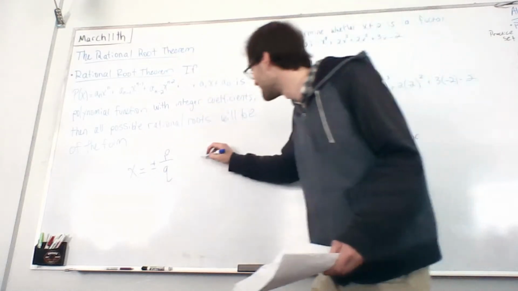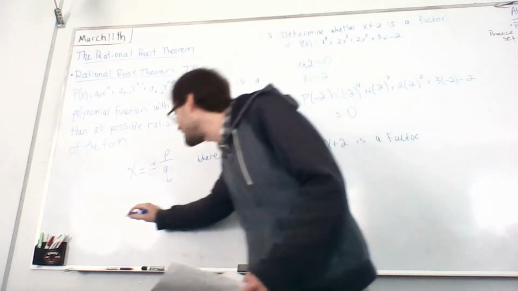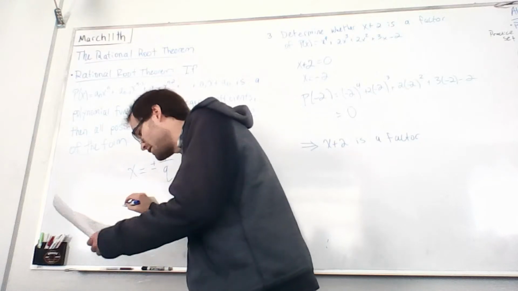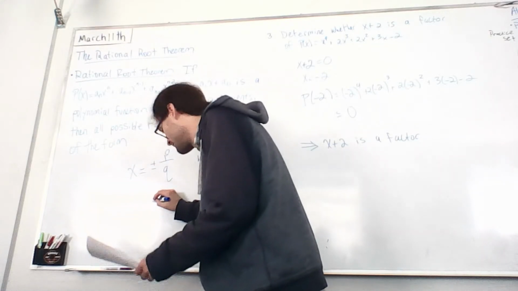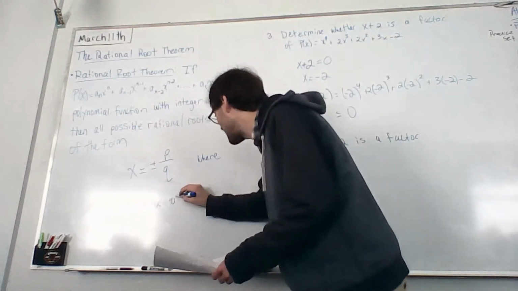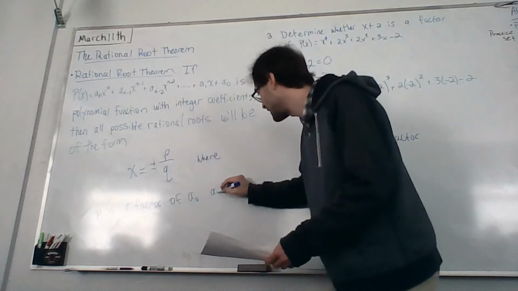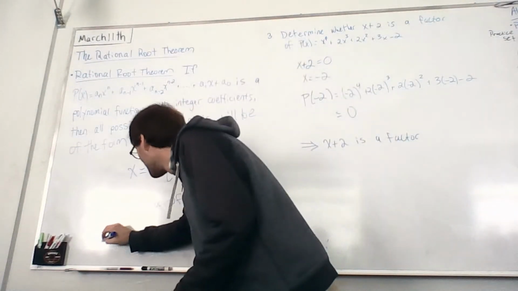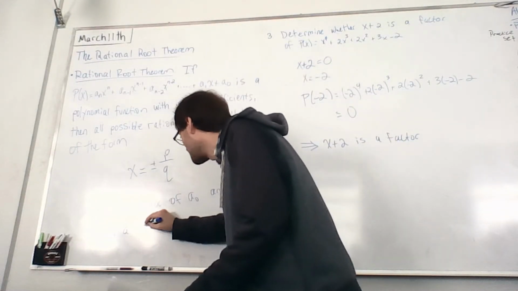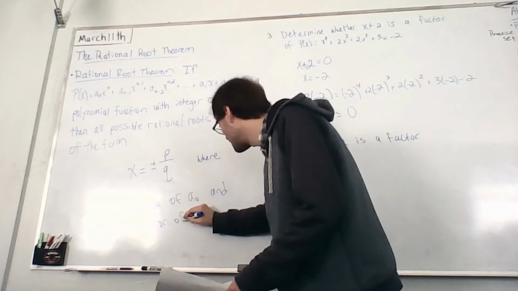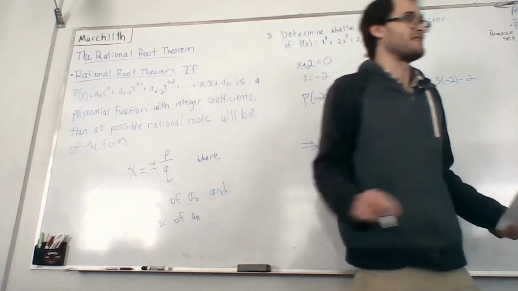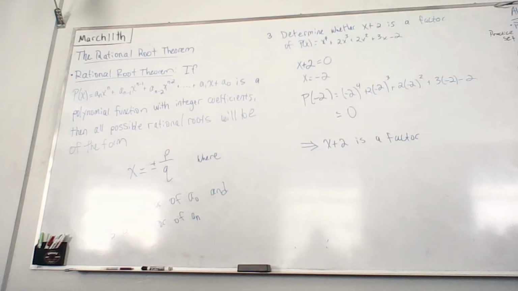where p is a factor of a naught and q is a factor of a sub n. And that's the rational root theorem.